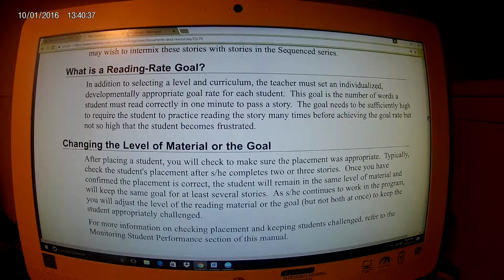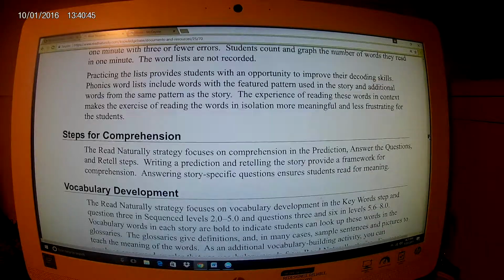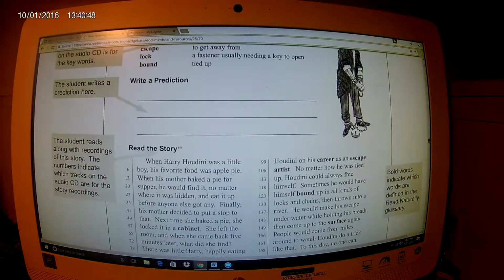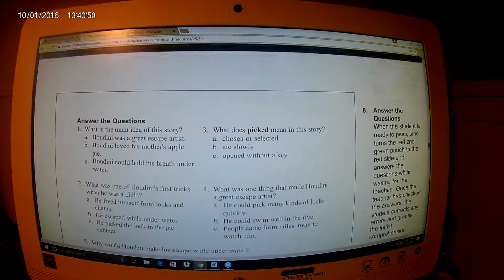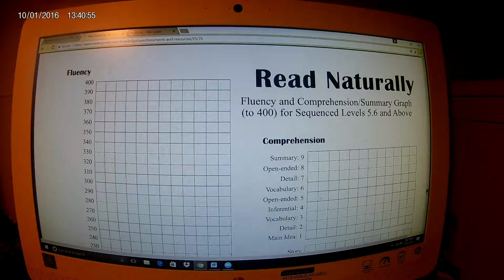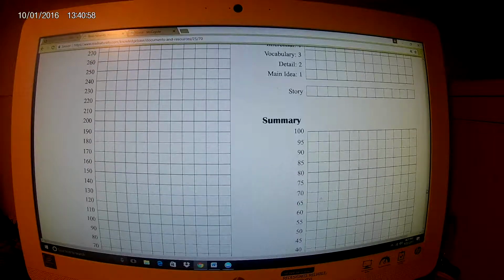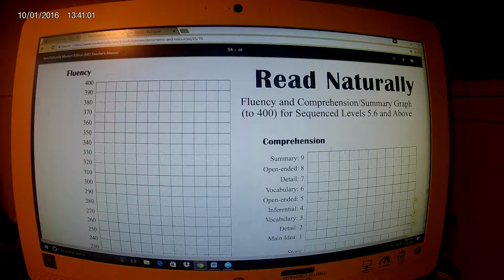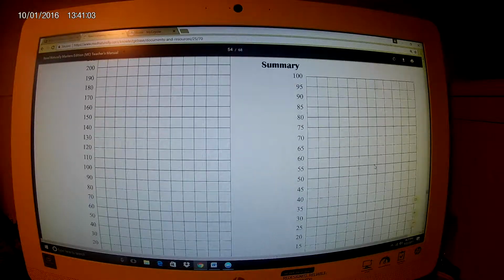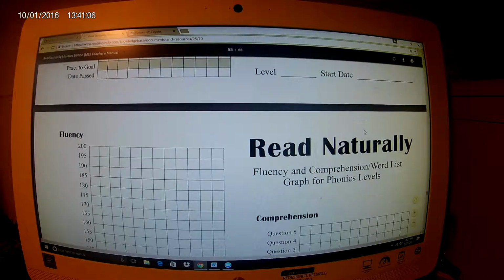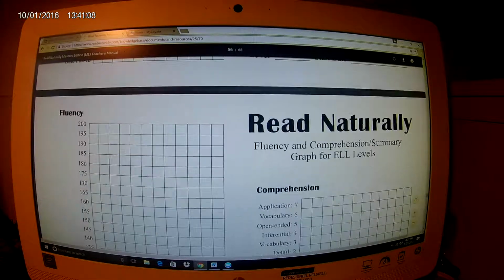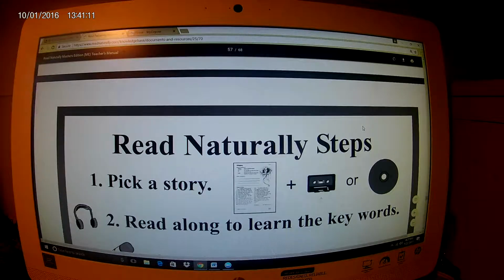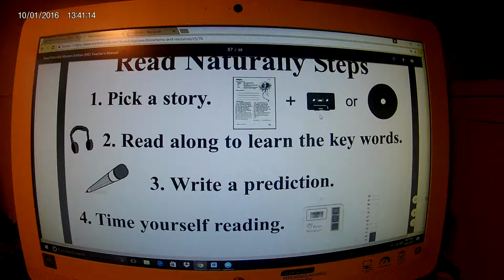In Read Naturally, they want you to read all 24 stories and have 80% correct on the quizzes. And once they do that, Read Naturally says go up half a grade. Don't go up a full grade, because that is going to be too big of a jump for them. You want them to go half a grade. And this is how we keep track of it on the fluency and comprehension. We have them graph the words they get correct, and we also have another log that I'll show you after I'm done assessing Isaiah.